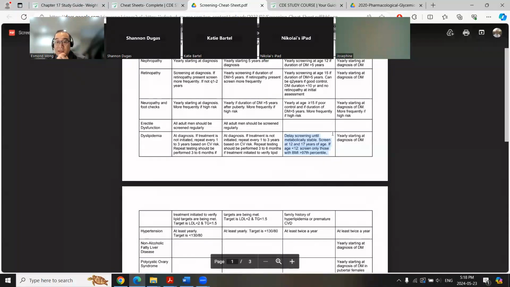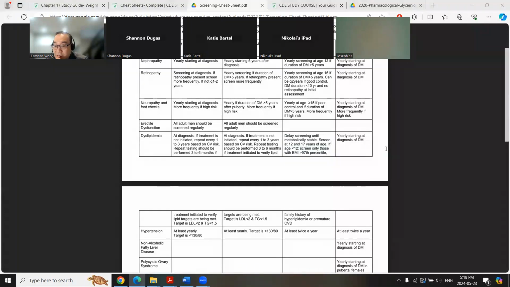All right. It means, and here is, if metabolic is stable. Correct. But if not stable, you would delay screening. When they're metabolically unstable, that means they possibly have ketosis and things like that. So you would delay until that's all stabilized first.